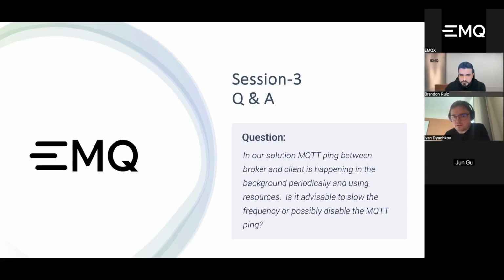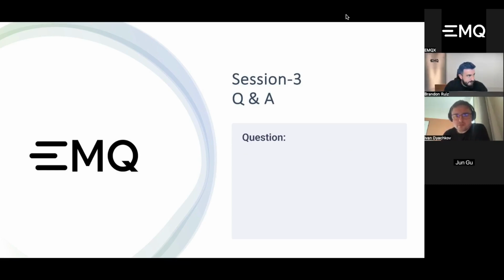It's certainly enough to keep the connection alive. So to answer the question, yeah, you can try to disable MQTT ping and just see if you have TCP keep alive working.